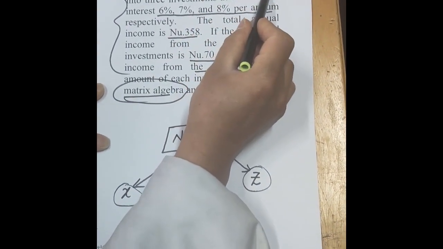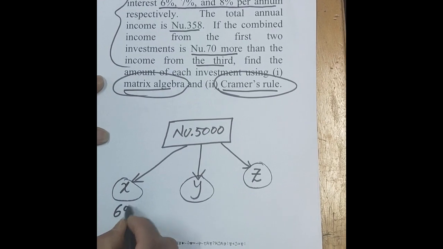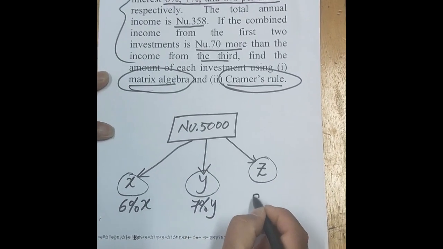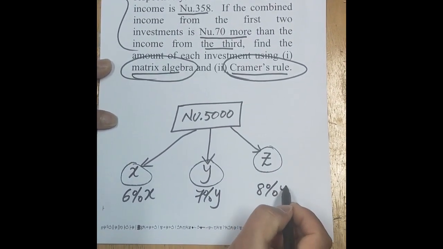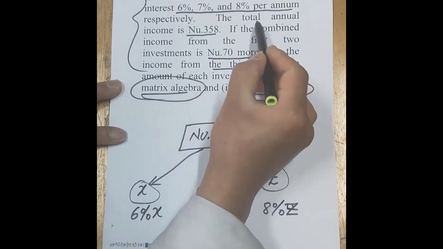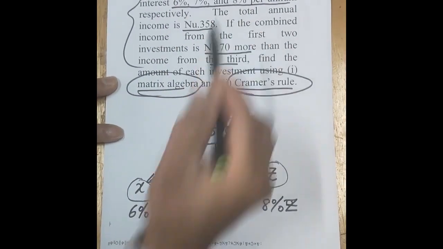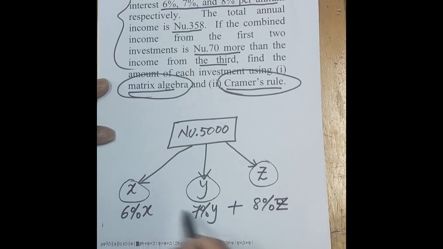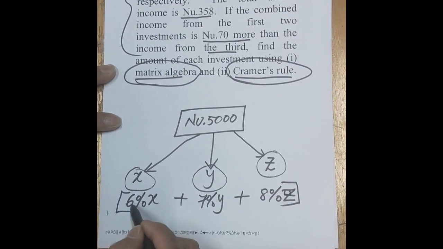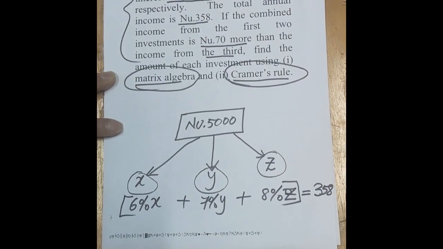The amount of Nu 5000 is put into 3 investments at the rate of interest: 6% for X, 7% for Y and 8% for Z. And the total annual income obtained from investing at these rates of interest, if you add the income from these three investments, is the total income of Nu 358.